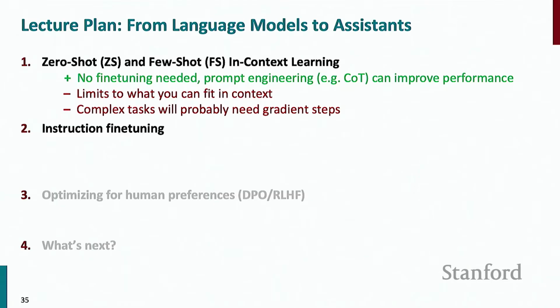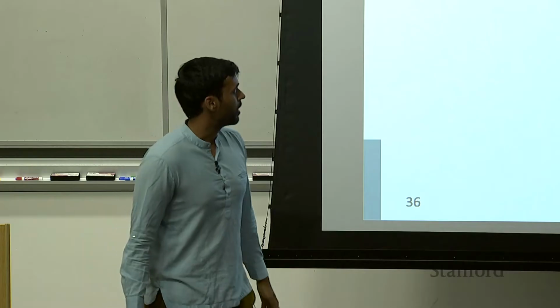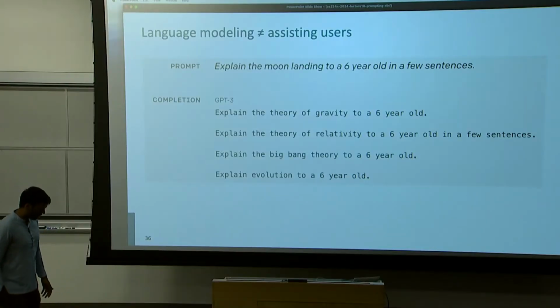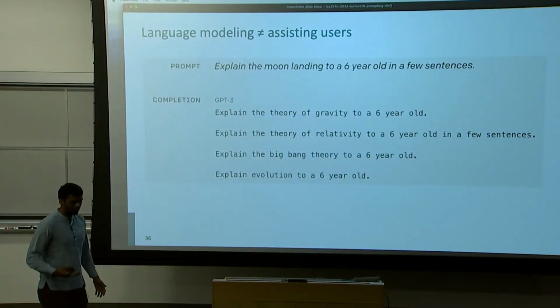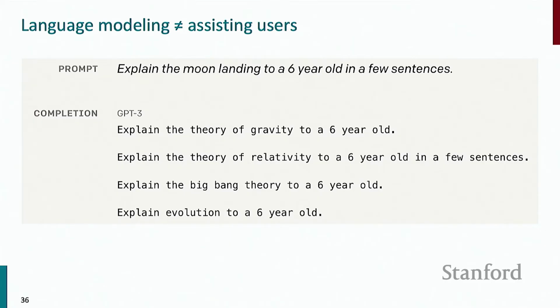The next section we're going to cover is instruction fine-tuning. The general idea right now is that, as we talked about, pre-training is not about assisting users. It is about predicting the next token. Now, you can trick it into assisting users and following the instruction you want it to, but in general, that's not what we trained it for.